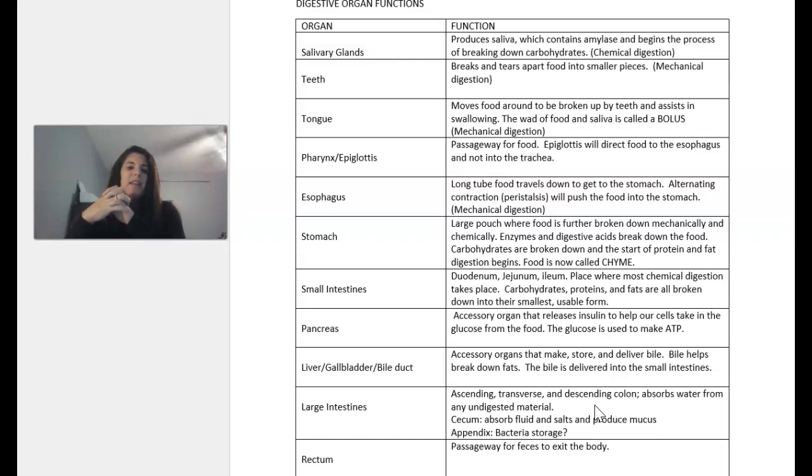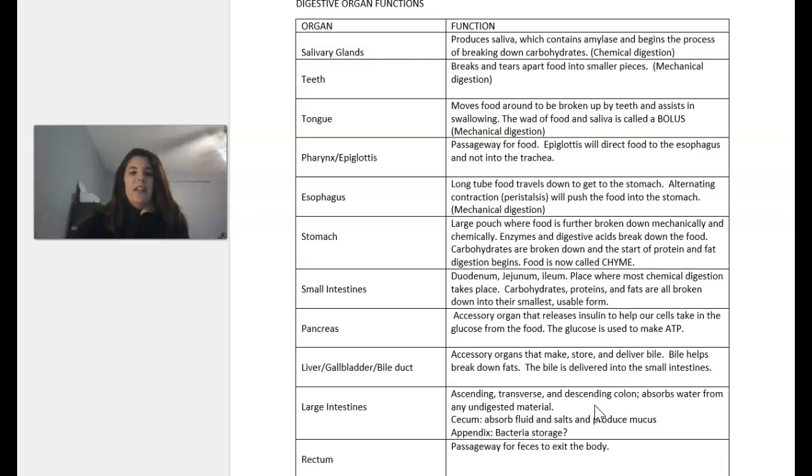The large intestines will then empty into the rectum, which will take food out the anus, and this is just the passageway for feces to actually exit the body. So those are the parts of the digestive tract and then what those parts actually do.